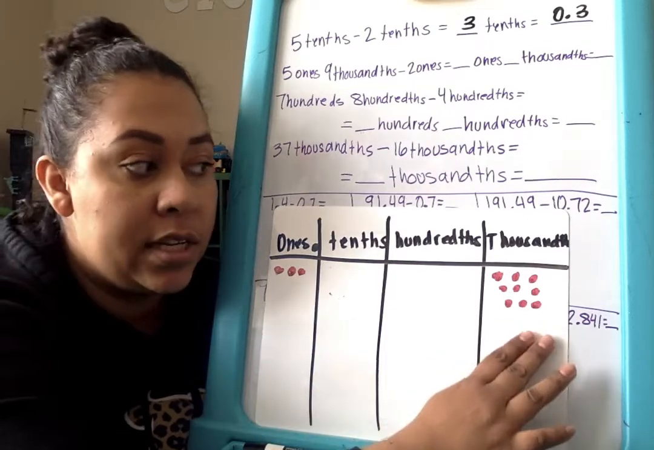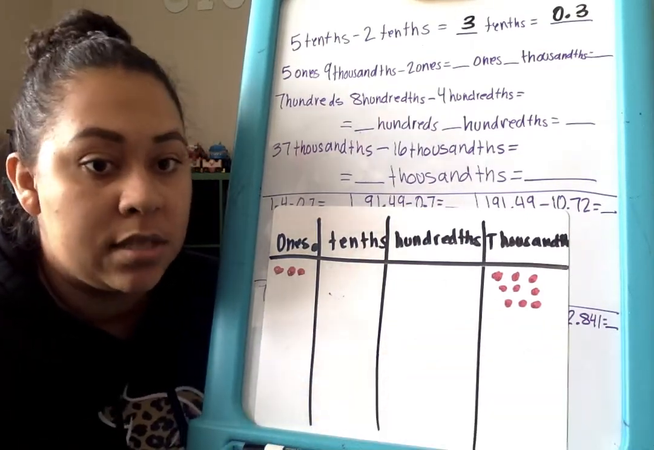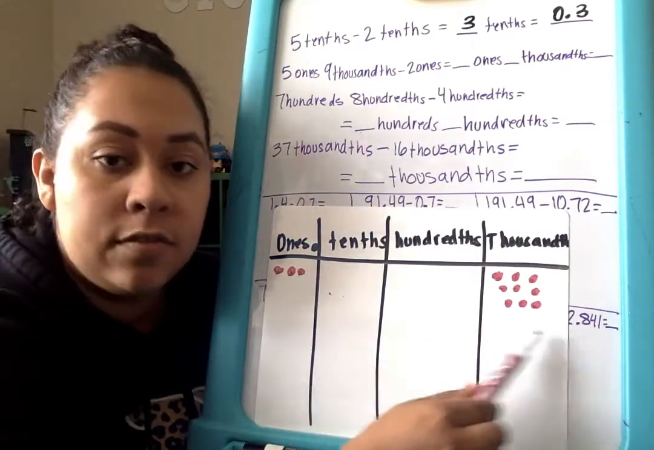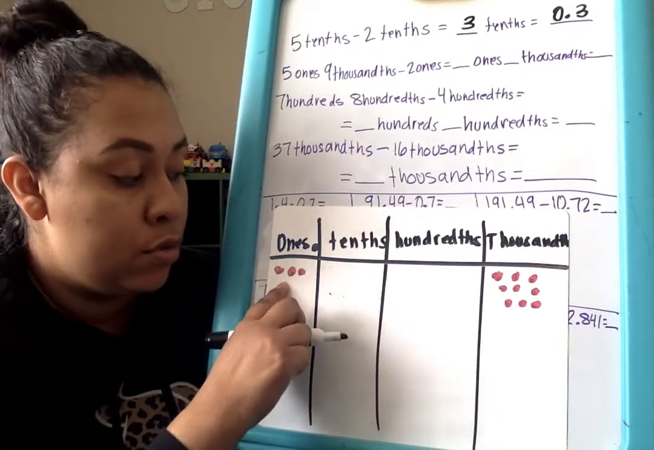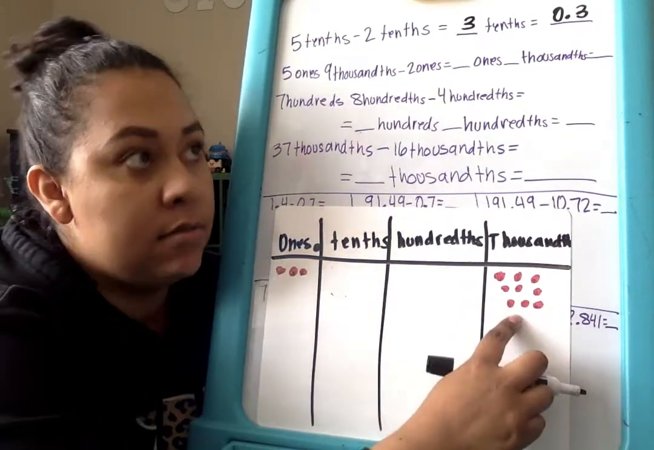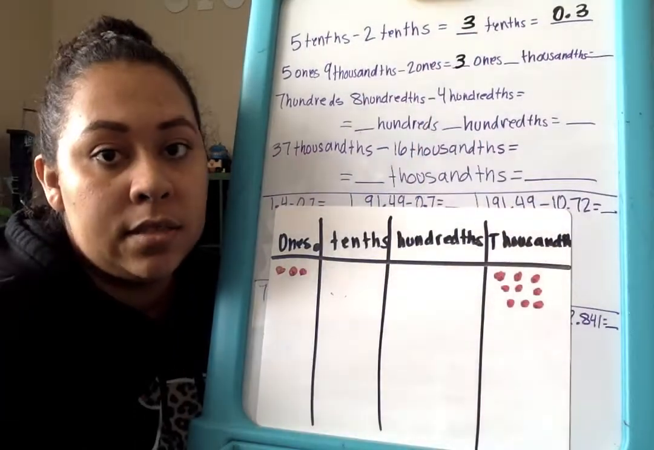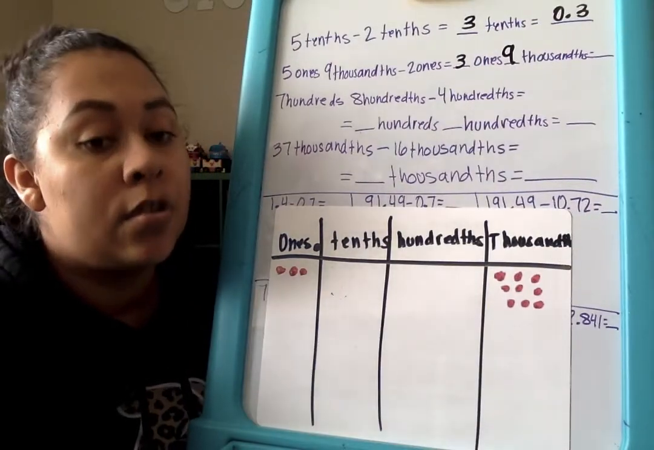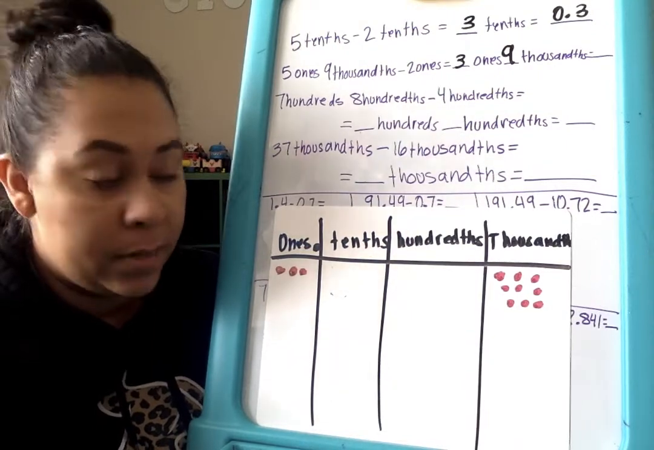So now that was it. You didn't have to do anything with the thousandths because you didn't need to regroup. You didn't need to take away any thousandths. It just said subtract 2 ones. So now what's left over is our answer, our difference. So I have 3 ones, 9 thousandths. So that's what you're plugging in the blanks. 3 ones, 9 thousandths.